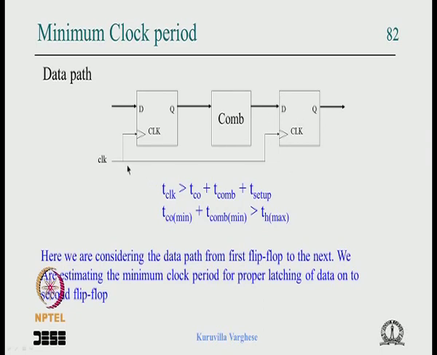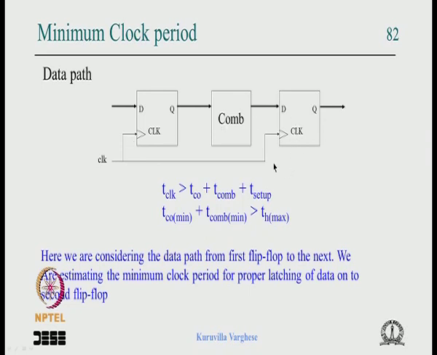So in this case we always analyze the timing with respect to one clock edge coming here and the data getting transferred here, going through the combinational circuit, and being set up before the next clock edge. So clock edge to clock edge timing is analyzed to find the minimum clock period, which should be greater than TCO plus TCOM plus T setup.